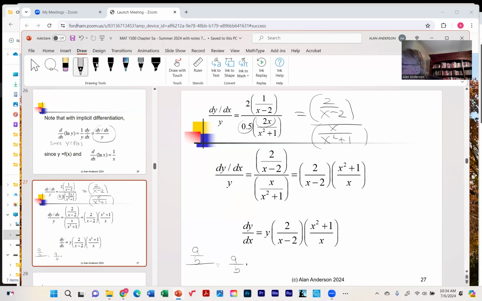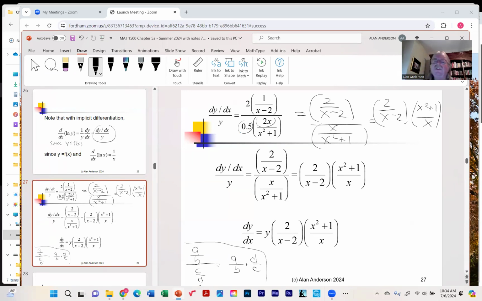Suppose you had a ratio A over B over C over D. It's equivalent to saying A over B times D over C. So that means this is equivalent to 2 over x minus 2 times the inverse of this denominator, x squared plus 1 over x. I personally find that's easier to deal with, multiplication than division like that. So that's what we have here.